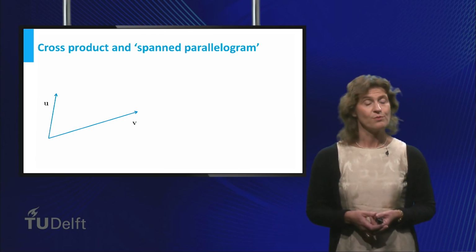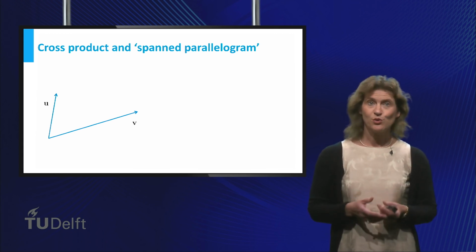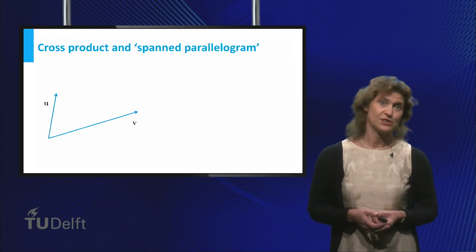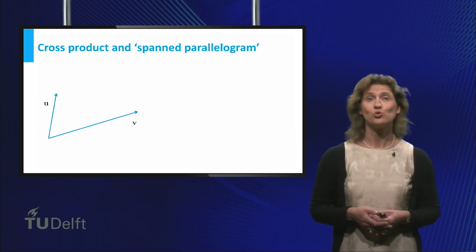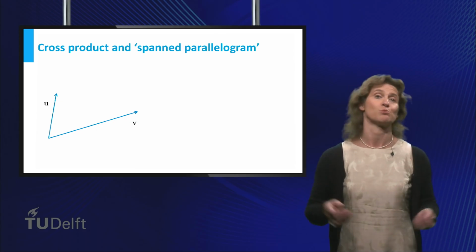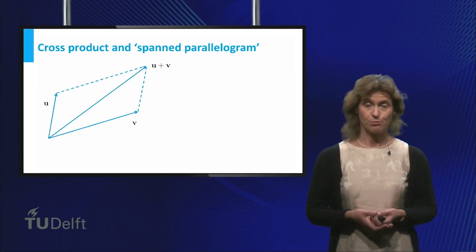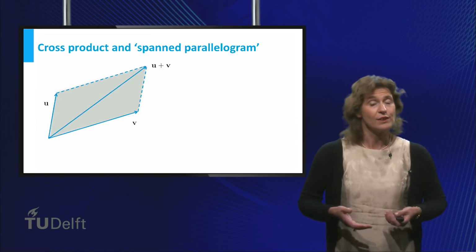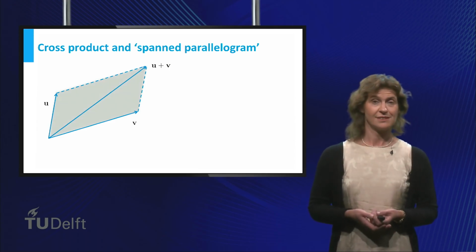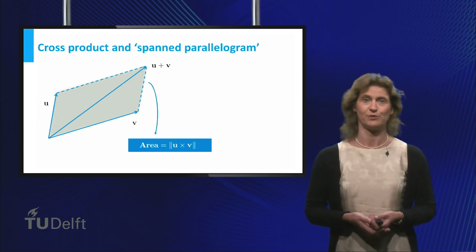This length, though, has a clear and nice geometric interpretation. If u and v are not scalar multiples of each other, they actually lie in a plane. A plane is a two-dimensional subset of the three-dimensional space. Then you can define the parallelogram spanned by u and v. This parallelogram then has an area. And guess what? This area is equal to the length of the cross product of u and v.